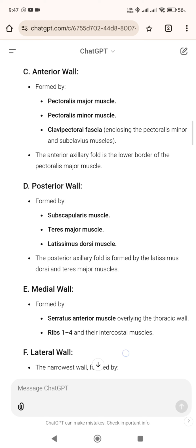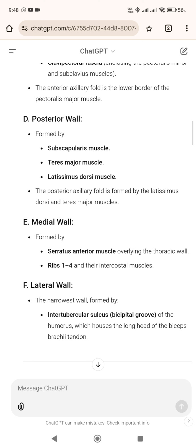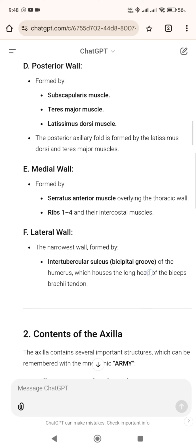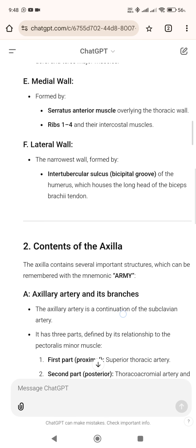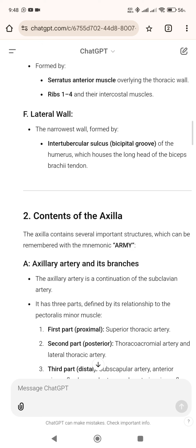E. Medial wall, formed by serratus anterior muscle overlying the thoracic wall, ribs 1 to 4 and their intercostal muscles. F. Lateral wall, the narrowest wall, formed by the intertubercular sulcus, the bicipital groove, of the humerus, which houses the long head of the biceps brachii tendon.